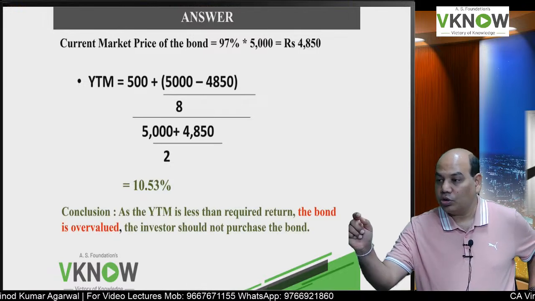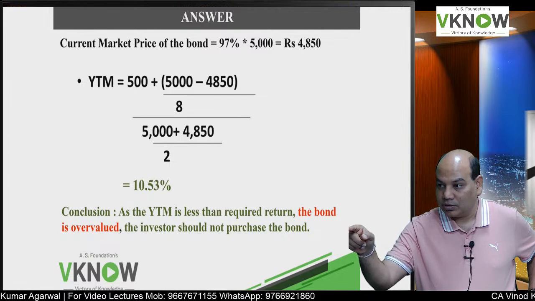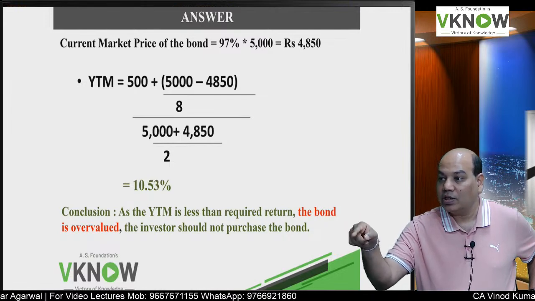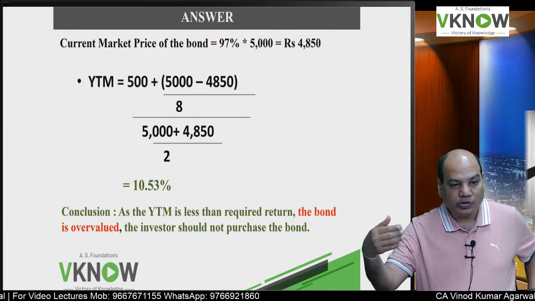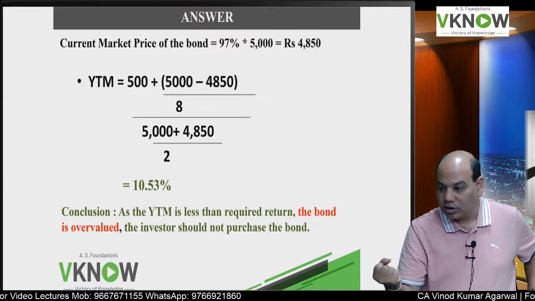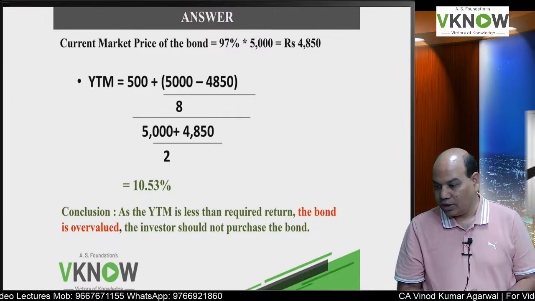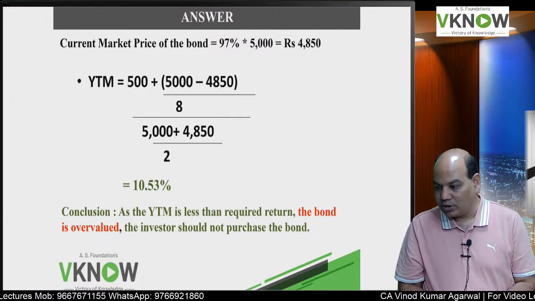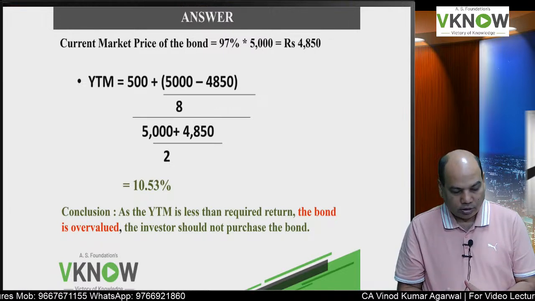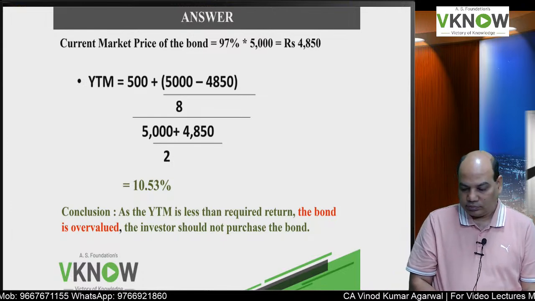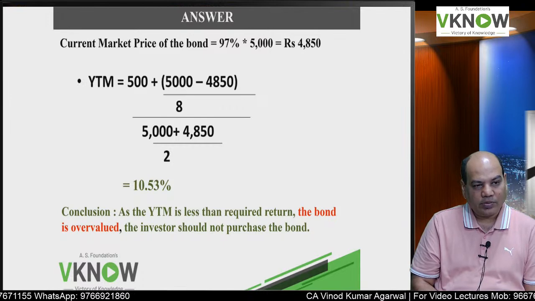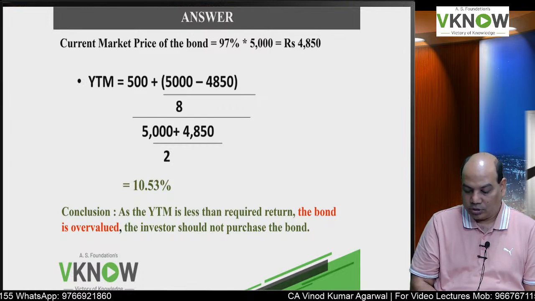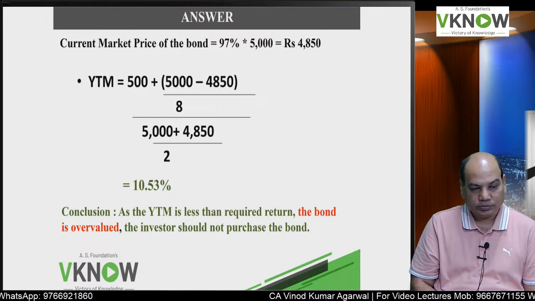10.53%. And how much is your target return? 11%. But the bond is giving you less than 11%. So would you buy? No, I will not buy because it is giving me less return. So write the conclusion: as the YTM is less than required return, the bond is overvalued.